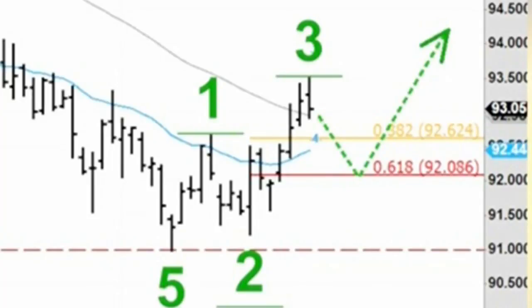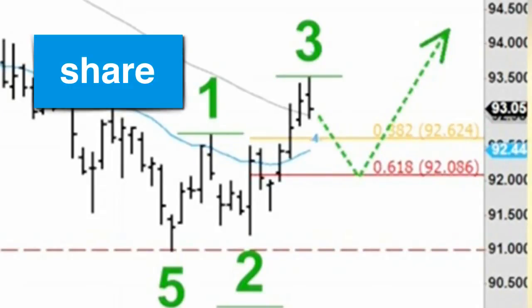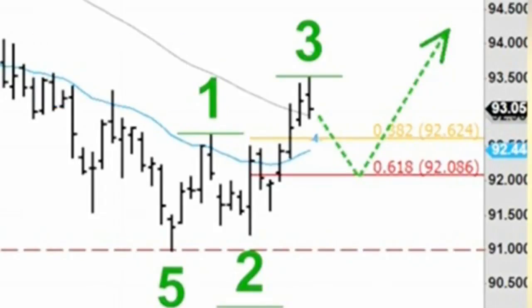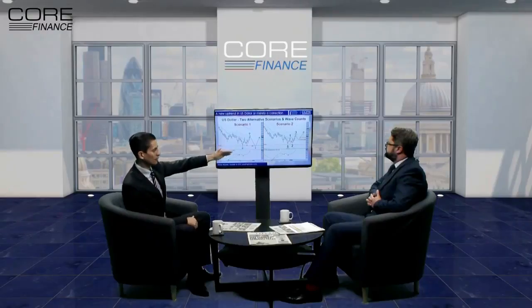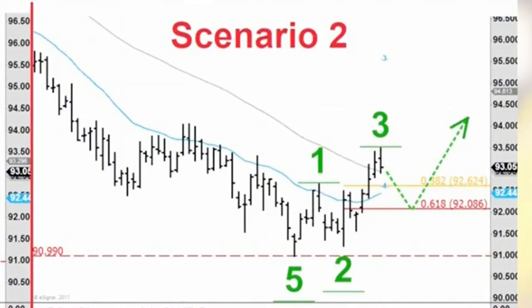Now, for this scenario to be correct, if we see a pullback, which I think we probably will see, back to the 38.2 and 61.8% retracement, in other words, back to 92.6, $92 levels. If we see a pullback to those levels, which by the way can be used as buying opportunities for folks who want to go long on the dollar, we need to hold these levels. We need to hold at the 92 level. If we don't, then likely scenario one is correct. But I personally think that this is the correct scenario. Scenario two, pullback followed by a continuation move higher. What's your view, Matt, on this one?